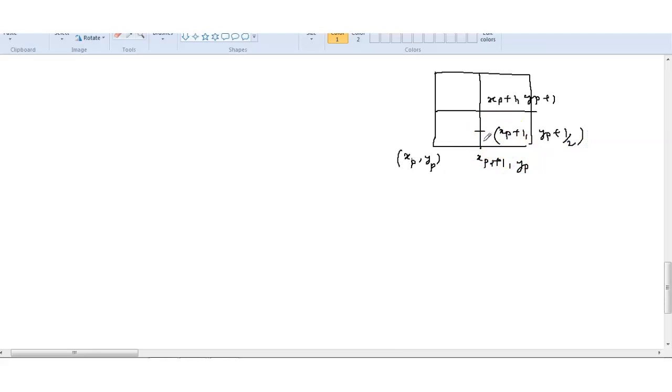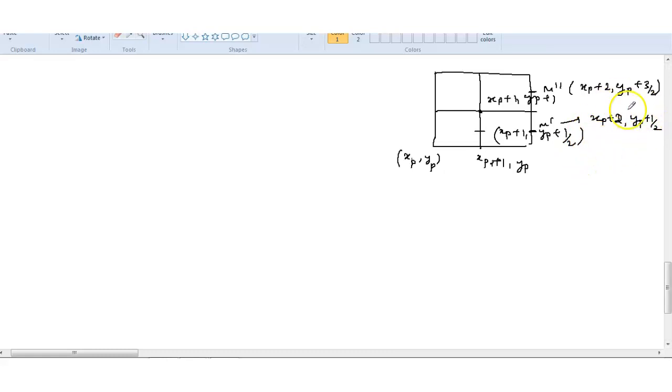If d comes greater than 0, that time you choose the northeast corner. If you are choosing the northeast corner, the next midpoint m double dash will have the coordinate xp plus 2 and yp plus 3 by 2. And when d is less than or equal to 0, then we are choosing the east corner. That time the next coordinate m dash will be xp plus 2 and yp plus half.